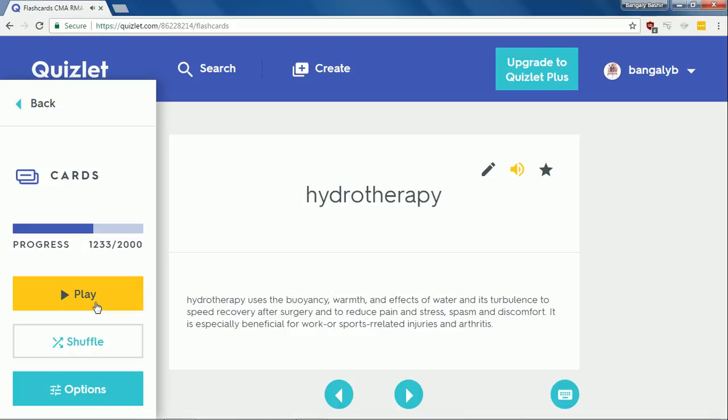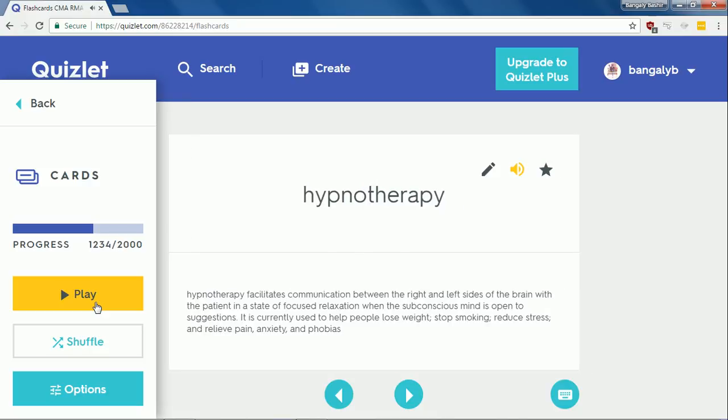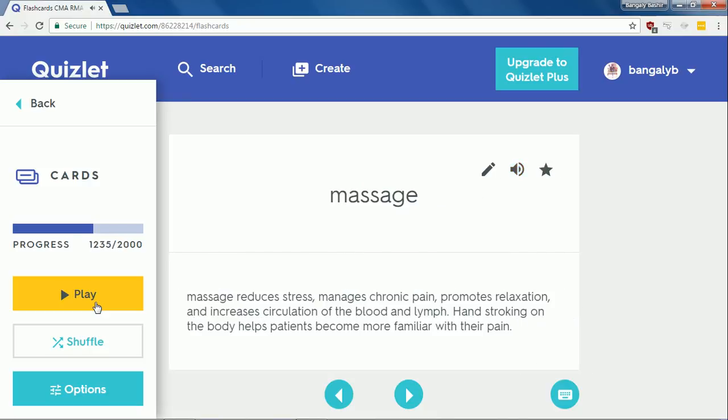Hydrotherapy uses the buoyancy, warmth, and effects of water and its turbulence to speed recovery after surgery and to reduce pain and stress, spasm and discomfort. It is especially beneficial for work or sports-related injuries and arthritis. Hypnotherapy. Massage. Massage reduces stress, manages chronic pain, promotes relaxation, and increases circulation of the blood and lymph. Hand stroking on the body helps patients become more familiar with their pain.